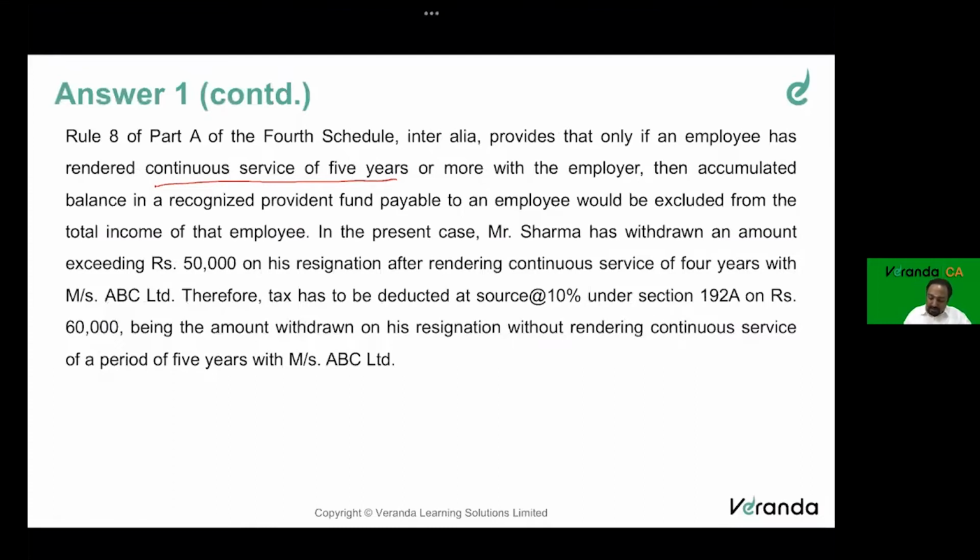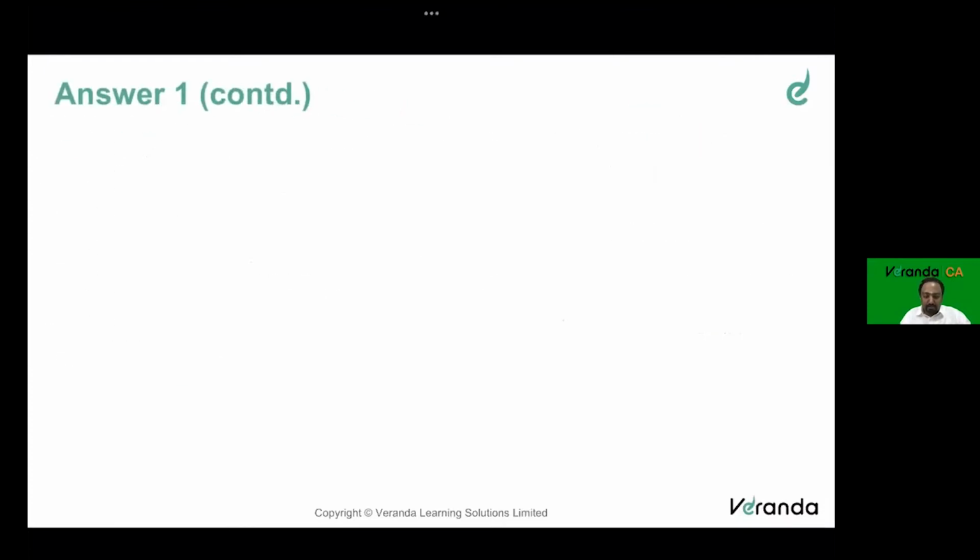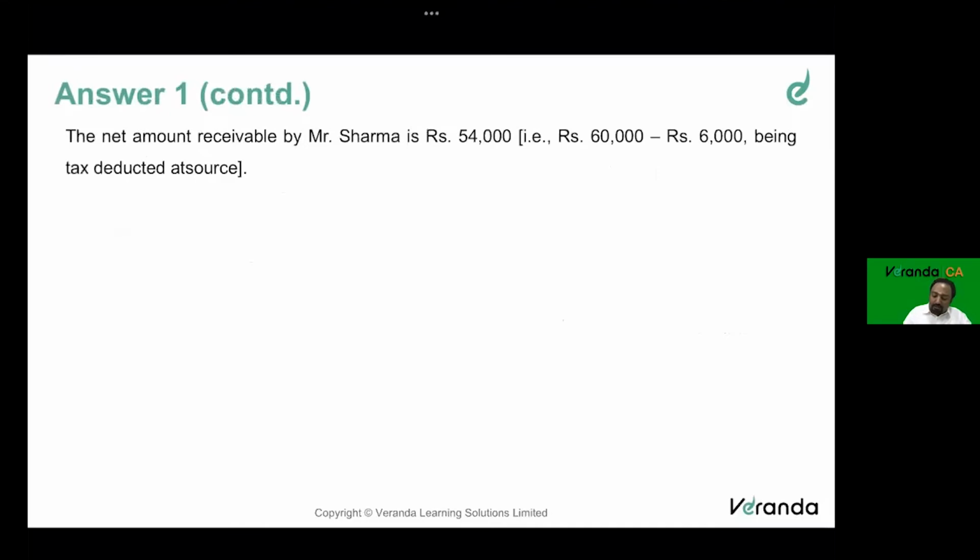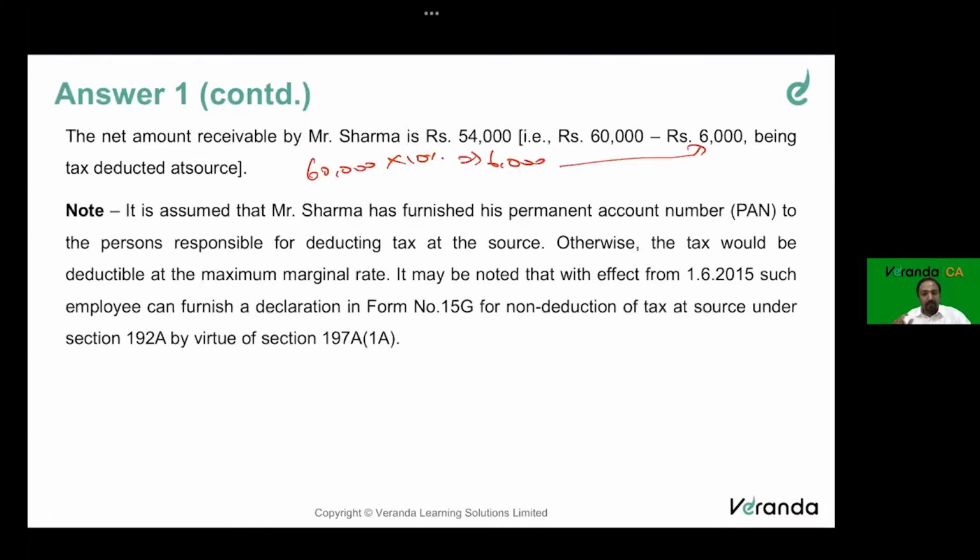So here he has basically withdrawn 60,000 after resigning from ABC. He has not rendered a continuous period of 5 years. So with this payment, what will happen? Whatever is being paid, 60,000 into 10%, that is your 6,000. That's what they've quoted here. So reducing this, you will have to pay the balance, that is your 54,000 after reducing from your 60,000. So this will be your TDS payment as far as the payment is concerned. So for the question, yes, TDS must be deductible.